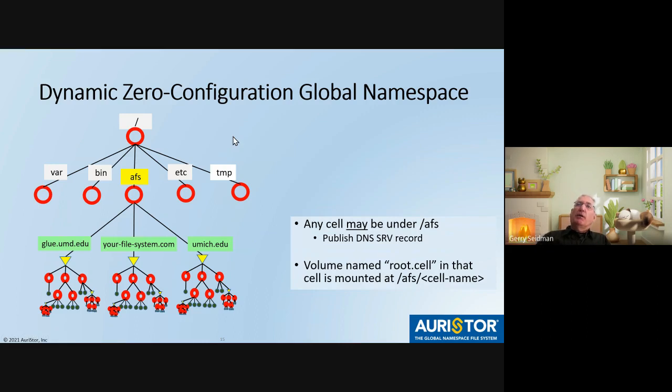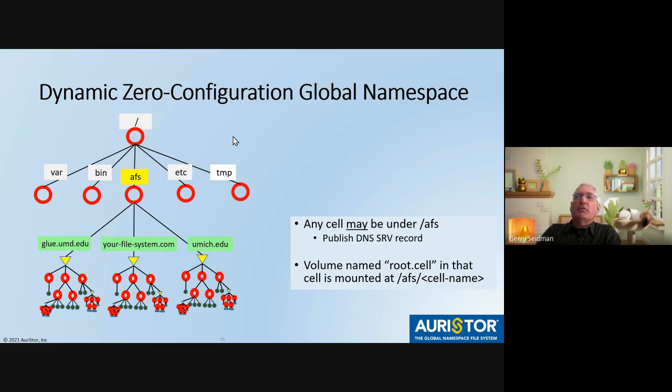But one of the cool things is the dynamic zero configuration global namespace. I mentioned in passing a /afs directory directly off of the root. That's now actually a reserved name. It's a Linux official thing. You can't have /afs be anything but this.